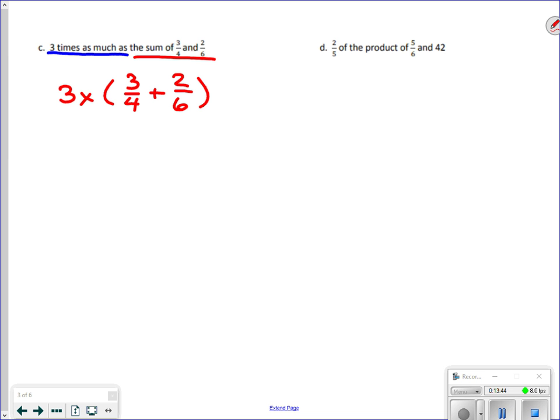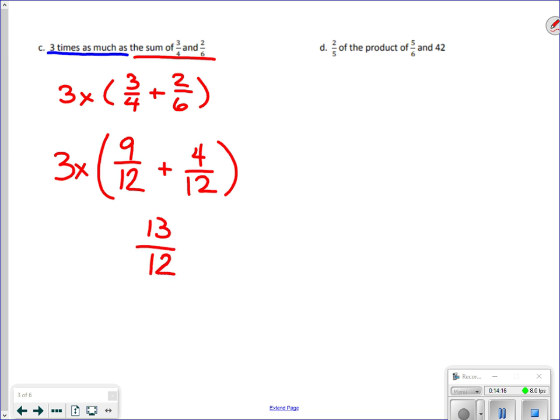My least common denominator, because I don't just multiply stuff together, is actually 12, because I hate simplifying fractions. 4 to get to 12 is 3. 3 times 3 is 9. You could have done 24, but I don't want to do 24. 6 to get to 12 is 2. 2 times 2 is 4. 9 plus 4 is 13. 3 times 13 twelfths.